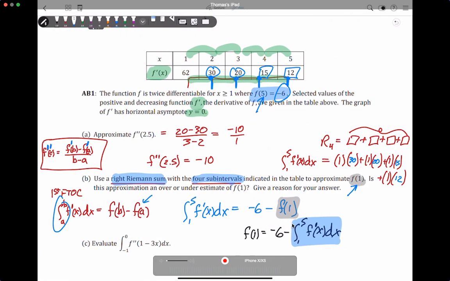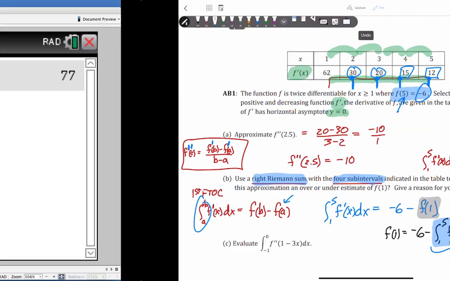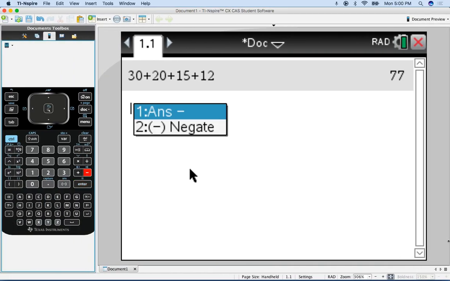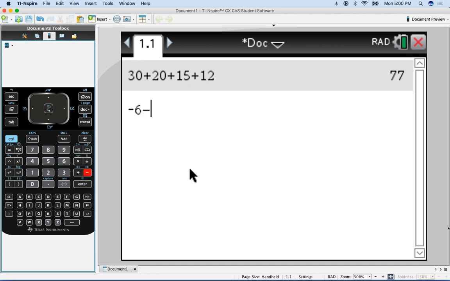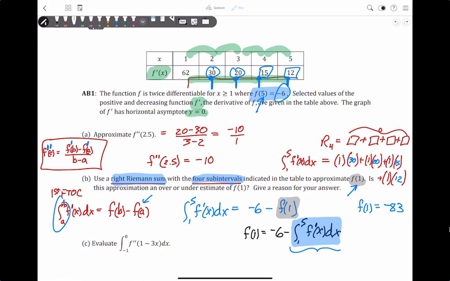77 is this area right here in blue. Okay, so let me go ahead and highlight. Let me move that out of the way. This is going to be 77, so it's -6 minus 77. It'll be f of 1 is equal to -83. Okay, let me not box that. So again, -6, so we're going to say -6 minus that answer that we got before. You see that we got -83. Now, this -83 is representing f of 1.